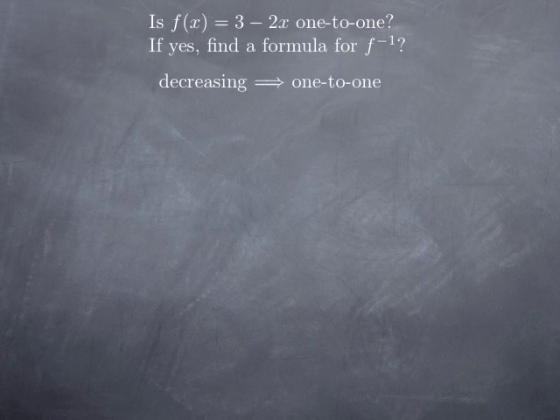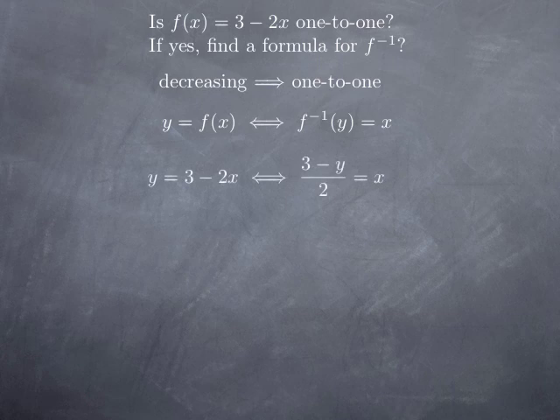And therefore, we might want to ask to find a formula for the inverse function. And to do that, we just go by the definition. For a one-to-one function, y equal f of x is equivalent to f inverse of y equal x. So what we're going to do is write y equal f of x. So y equals 3 minus 2x, and then solve for x. If we solve for x, what we're going to obtain is f inverse of y.